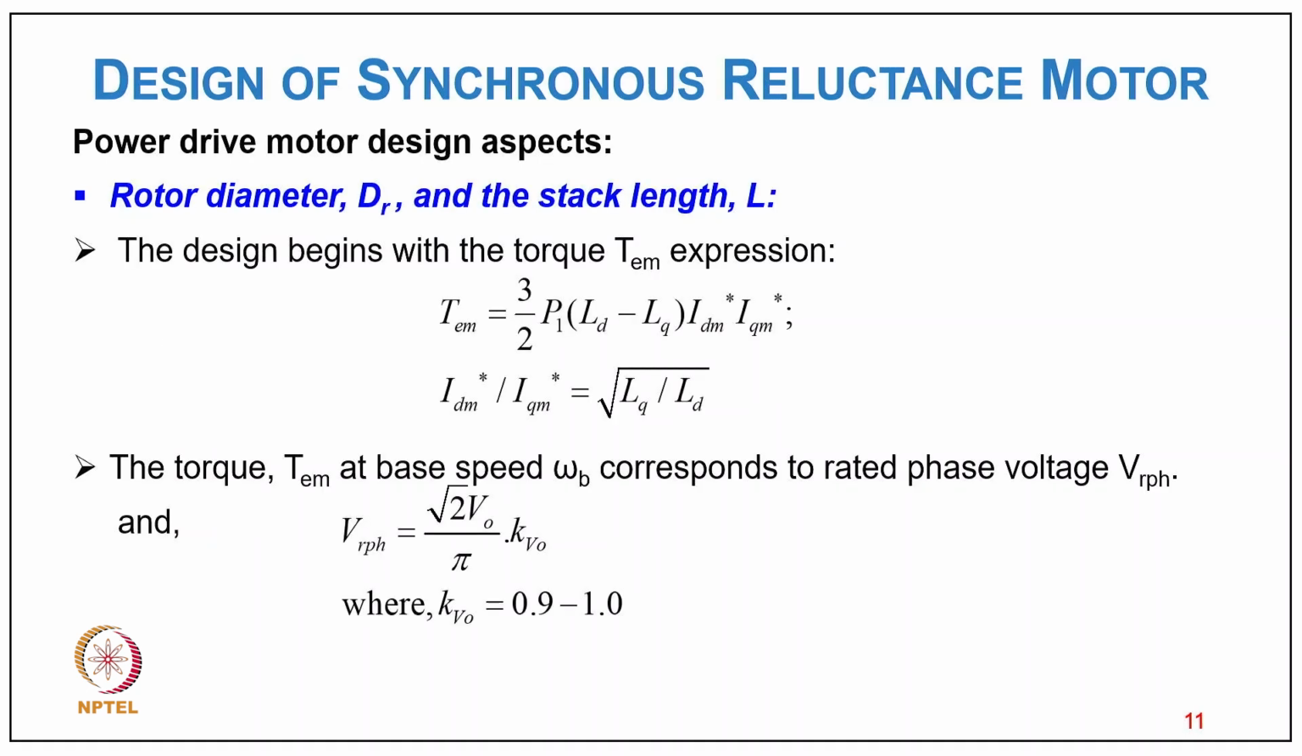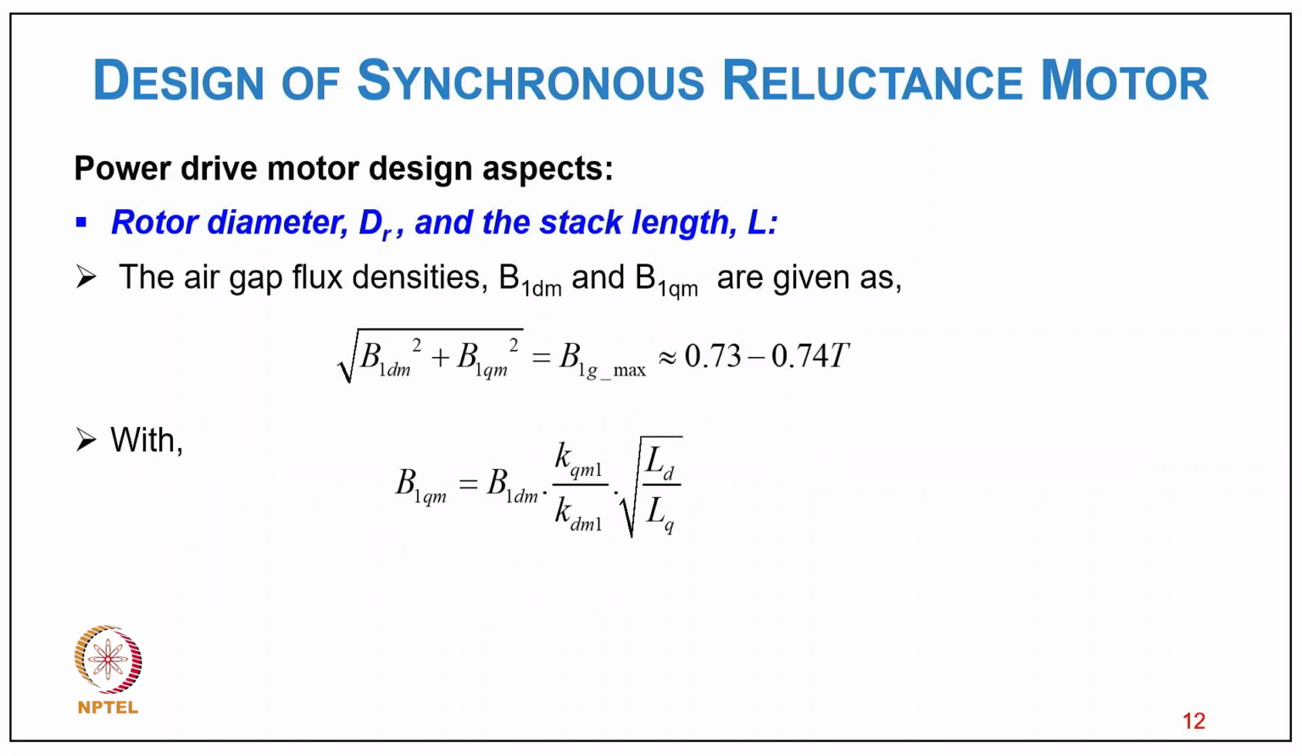So now coming to rotor diameter dr and the stack length L. The design begins with the torque Tm expression. So Tm equal to 3 by 2 P1 (LD minus LQ) into IDM star and IQM star, where IDM star upon IQM star equal to under root LD upon LQ, and the torque Tm at base speed omega b corresponds to the rated phase voltage, that is VR per phase. So VR per phase equal to root 2 V0 upon pi into kV0, where kV0 varies from 0.9 to 1.